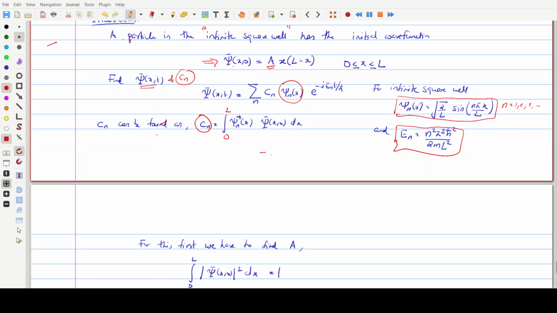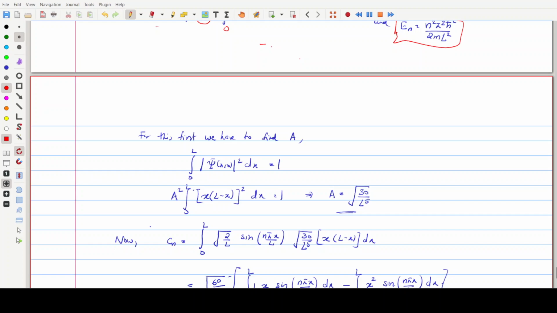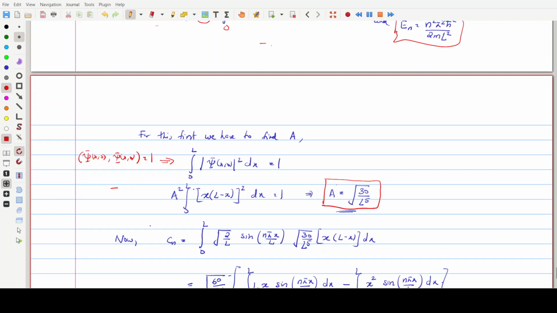So first of all, we have to calculate this a in terms of the system parameters. For that, we can use the normalization condition, because the norm of the wave function must always be 1. So it must be 1 even at time t equal to 0. So the norm of psi of x,0 must be 1, which can be written as the integral 0 to L of mod psi of x,0 square dx equal to 1. Just integrate by substituting psi of x,0 as a square x (L minus x) square dx. If you perform that integration, you'll get a equal to root 30 by L raised to 5.